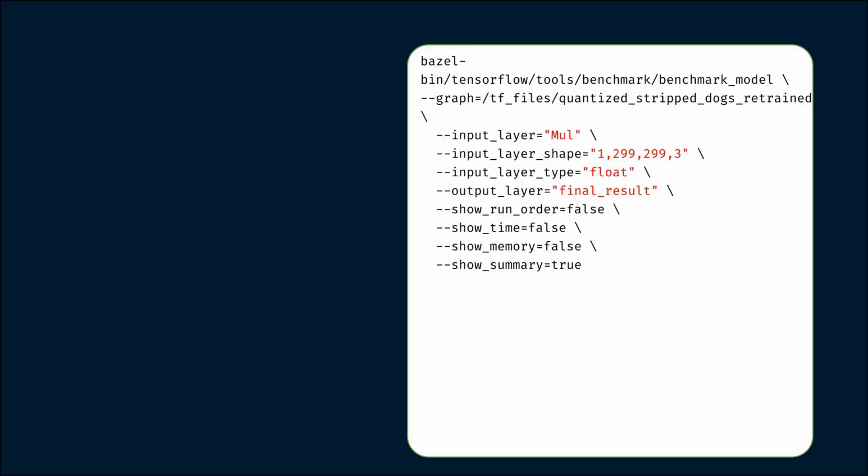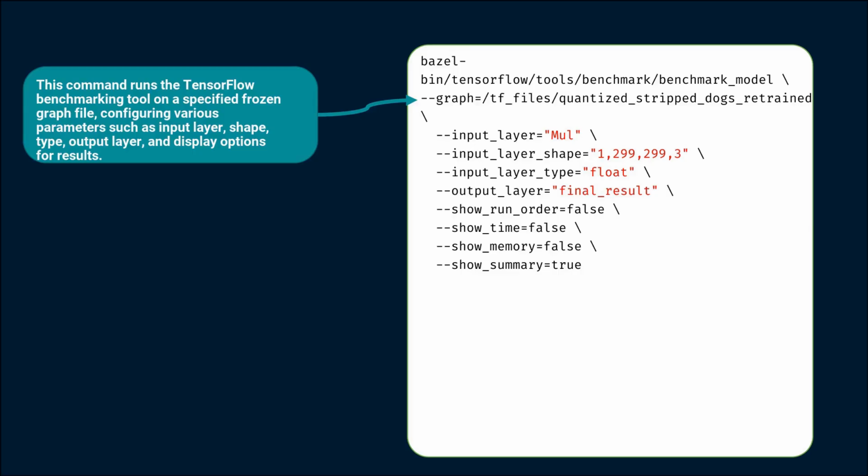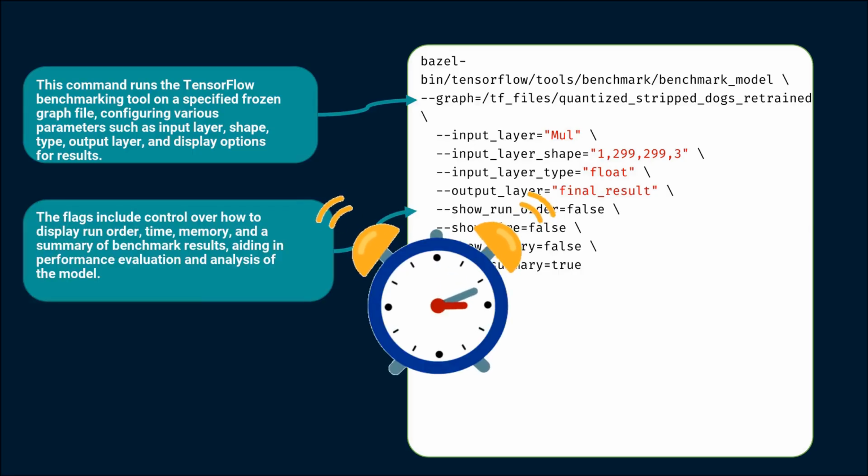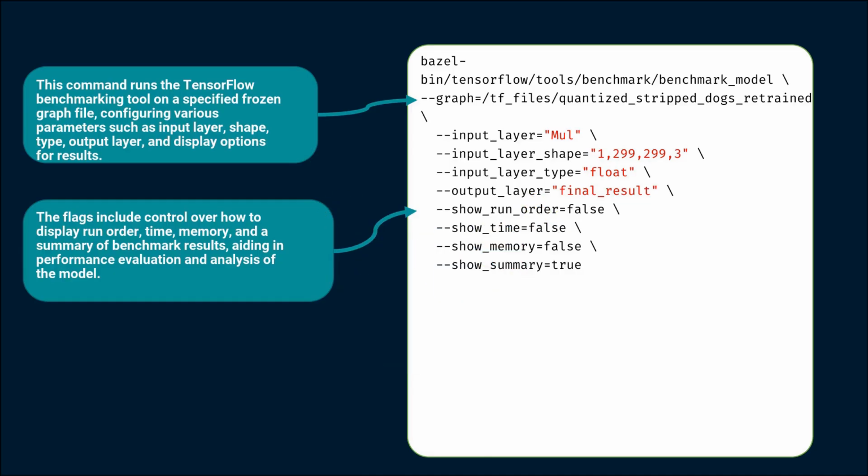Now, let's see how we can implement the benchmarking of our quantized Mobilenet model to evaluate its performance. To do this, we'll use the Benchmark Model tool provided by TensorFlow, which lets us assess how efficiently our model runs. The command starts with the path to the benchmark tool, followed by the --graph flag, where we specify the path to our quantized model file. It's crucial that this model has undergone quantization, which optimizes it for mobile inference.